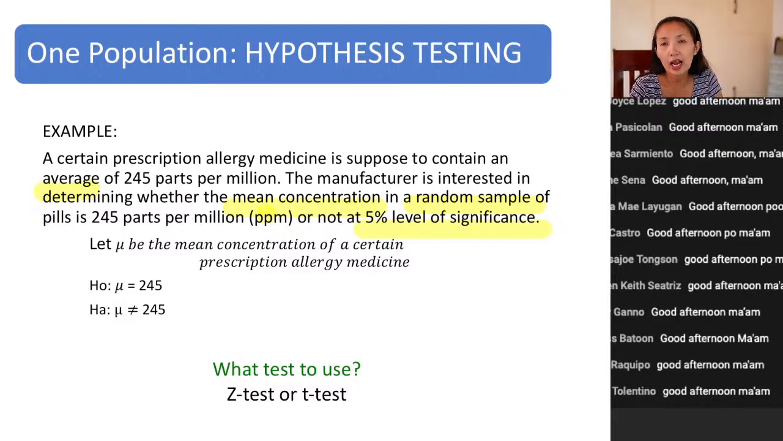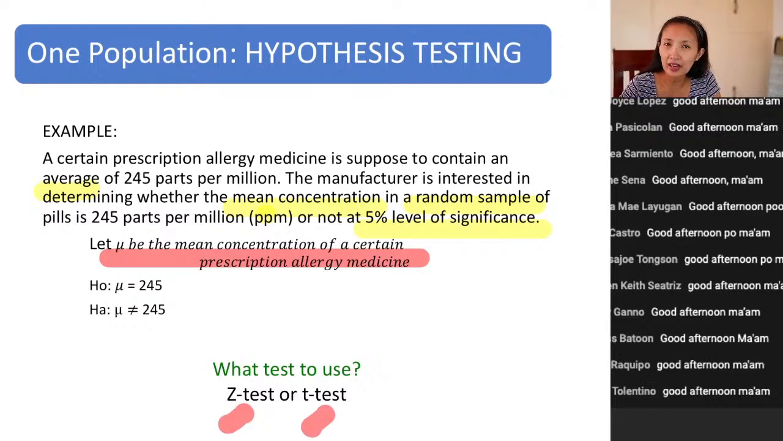Number one, stating the hypothesis. Okay, so what is our population here? A certain type of allergy medicine. Next, what is our parameter? Ano yung measure about that particular population? The manufacturer is interested in determining the mean concentration. That's mu. That's the parameter. So the parameter here is the mean concentration of a certain prescription allergy medicine, mu. Therefore, your H0 and HA are as follows. Mu is equal to 245 and mu not equal to 245.